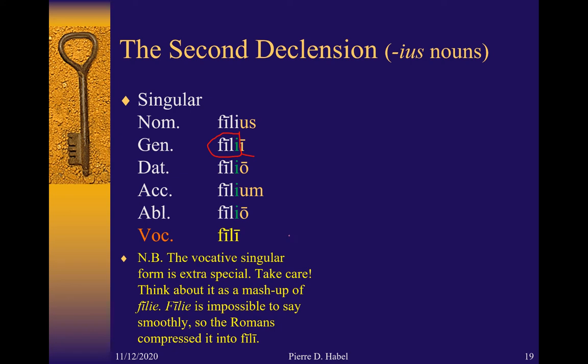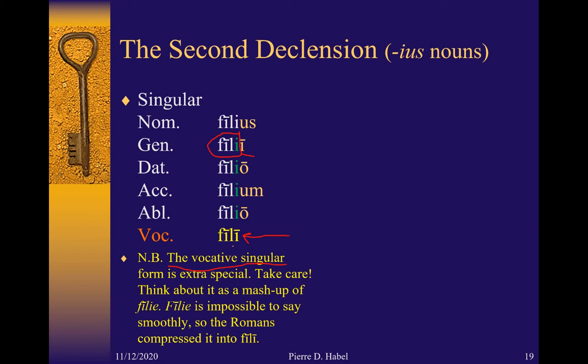But there is one exceptional place in the vocative where something funky and kind of chunky happens. Actually, it's the opposite of funky and chunky. It's smooth. Now, take a look at what I've written here in this bright yellow. The vocative singular form is extra special. It's not just special, it's extra special.